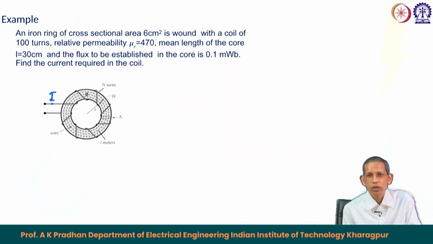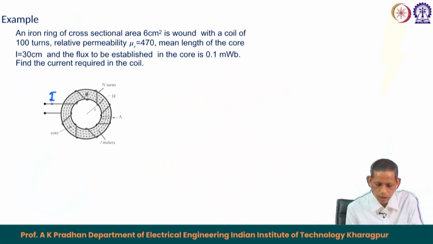So, in the core a flux will be established, and the core length is L. The data given here: an iron ring of cross sectional area A equals 6 centimeter square is wound with a coil of 100 turns. So, N equals 100.